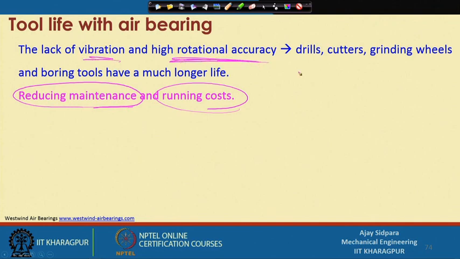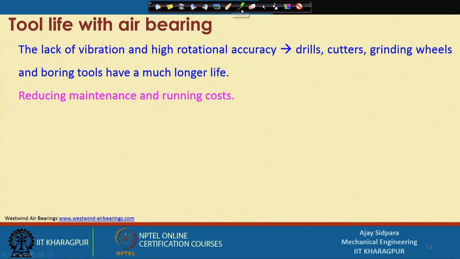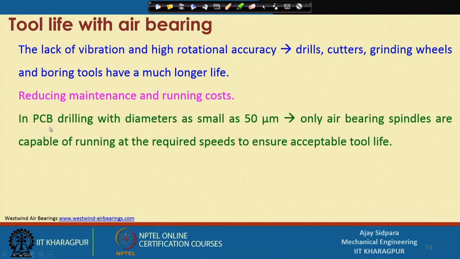But if you are using this particular thing, there is a chance that you can prolong this. If you are doing maintenance after 1 week, with an air bearing it may be after 1 month or 1 year also. And in a similar way you can reduce the cost during maintenance and some other cost related issues.